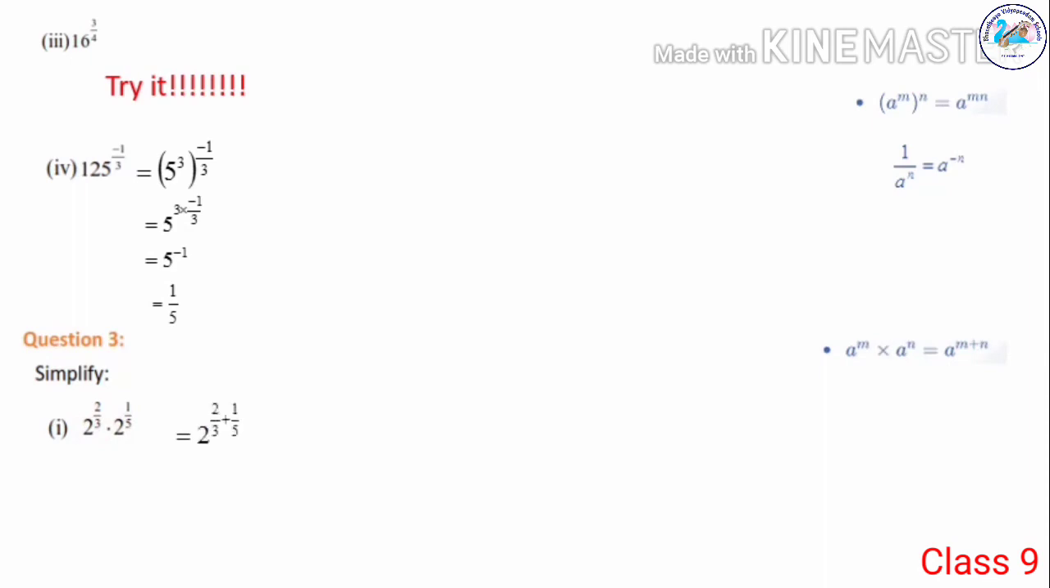Just to find the product, add the powers, that is 2 power 2 by 3 plus 1 by 5. If you take LCM, the LCM of 5 and 3 is 15, then 5 into 2 is 10 plus 1 into 3, that is 3. That is equal to 2 power 10 plus 3 is 13 divided by 15. So 2 power 13 by 15 is the simplified form of the given question.